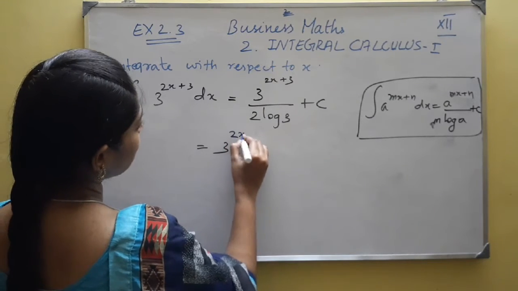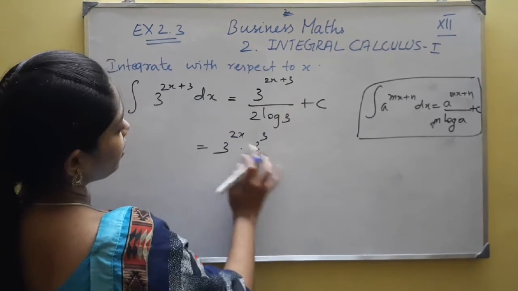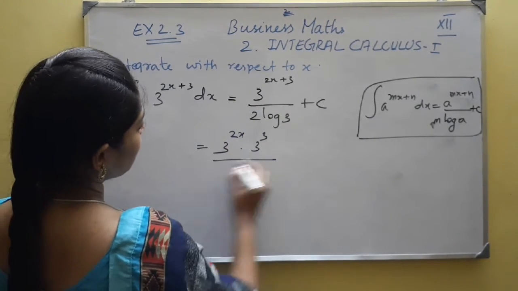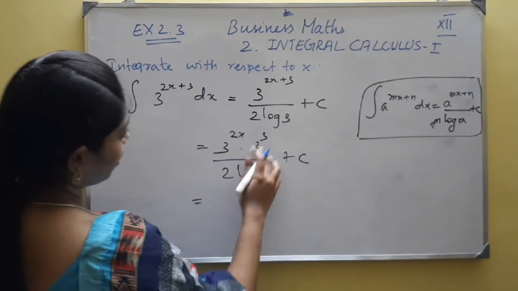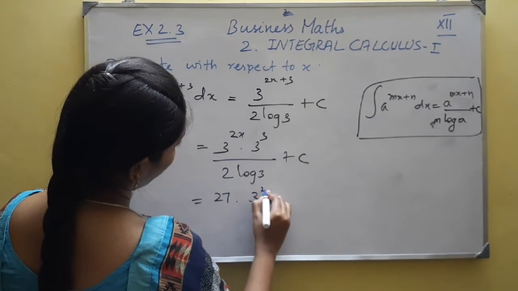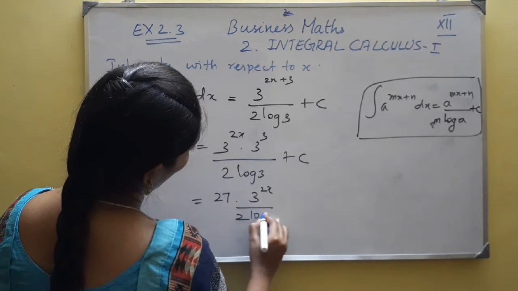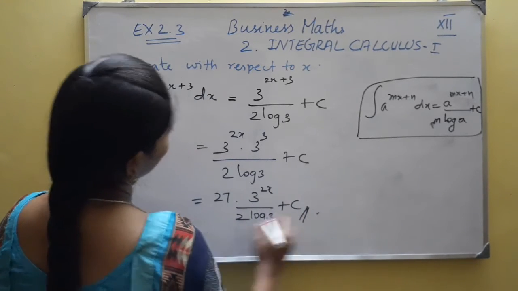Bases of same powers can be added, so in that sense I am splitting this. This is actually 27 into 3 power 2x divided by 2 log 3 plus c.